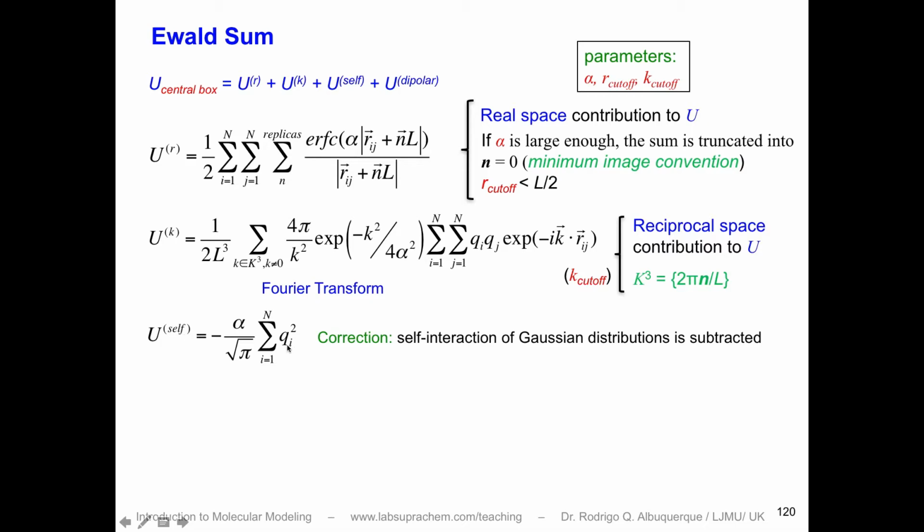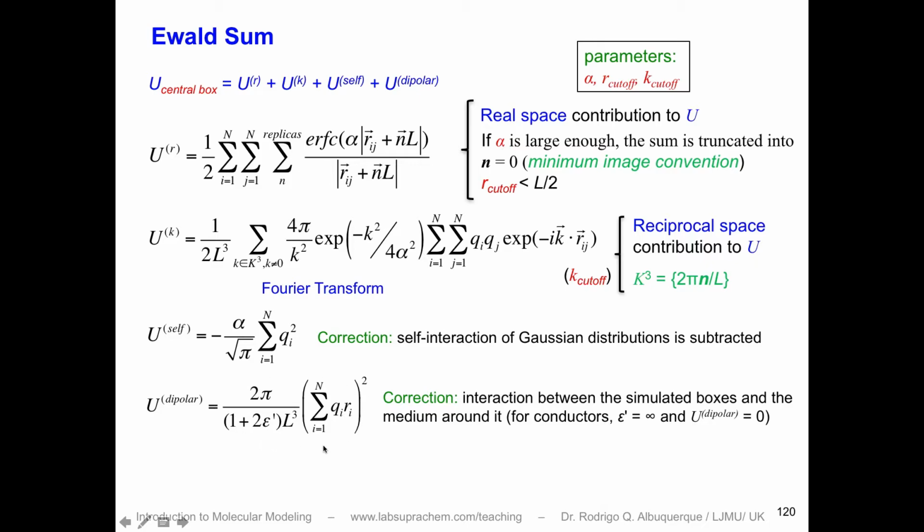Now the third term is a correction to prevent the self-interaction of Gaussian distributions. The Gaussian distribution I just showed in the previous slide. The last one takes into account what is surrounding all replicas. So if you have a conductor surrounding all replicas, you have infinite for the epsilon. In this case, the dipolar correction is 0. So if you have a very large number here, you have this giving 0. But if you have, for instance, a vacuum or any non-conducting material surrounding the replicas, you need to put the epsilon here to make this dipolar correction. And then when you apply all these terms, you now are computing the electrostatic potential energy with the central box.